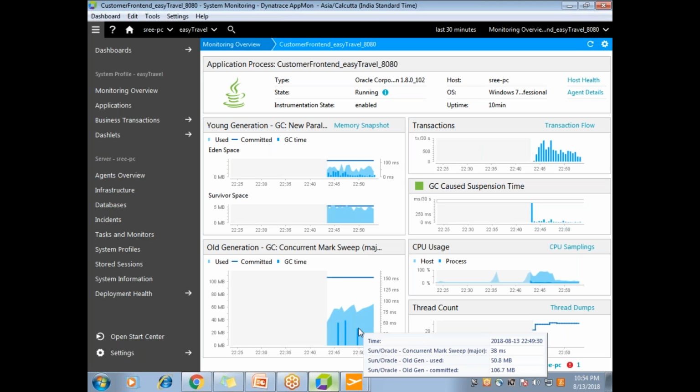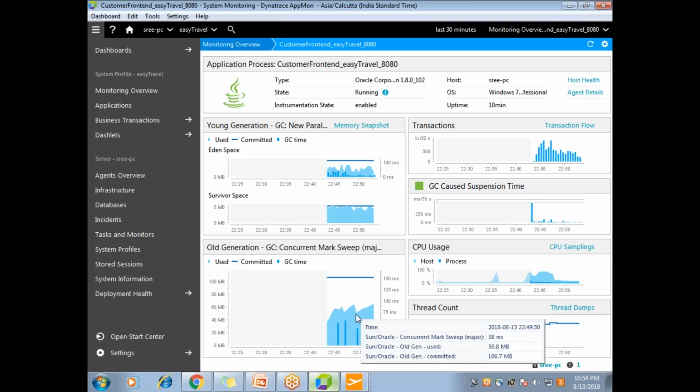Here also you see the GC time is there. The garbage collector has come and picked up, and the memory has decreased. This is the used memory, right? This is the allocated memory. This is how much of the memory is being used. So obviously the memory should decrease as well.